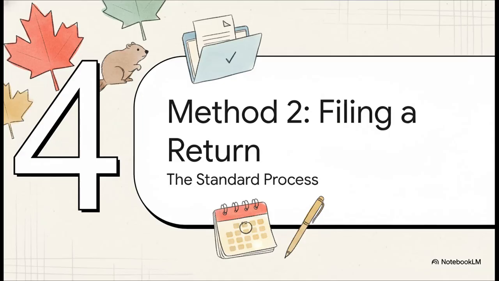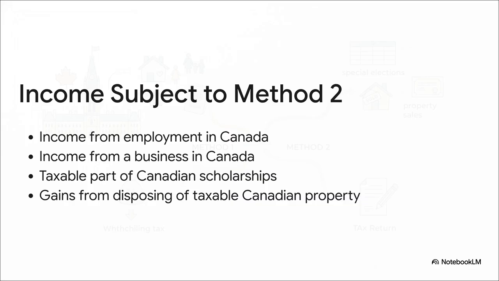Well, that brings us to our second path, Method 2. This is where the non-resident is required to file a Canadian income tax return, a process that looks a lot more like what a Canadian resident has to go through. This method applies to what you can generally think of as active income. So if a non-resident performs work in Canada, either as an employee or by running their own business here, that income has to be reported on a return. The same goes for things like Canadian scholarships and, this is a big one, any taxable capital gains from selling certain types of Canadian property. We'll come back to that in more detail later.